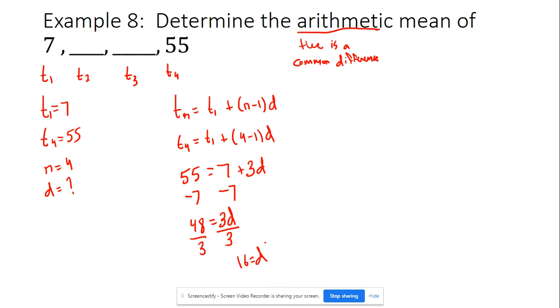Okay, so from here, I'm not finished yet. If my common difference is 16, that means if I start here, I add 16, and I get 23. 23 plus 16 is 39. And if I go 39 plus 16, it takes me back to 55. So I can fill in the blanks of this arithmetic sequence once I figure out that my common difference is 16 over here. Okay, and that's how this question works.